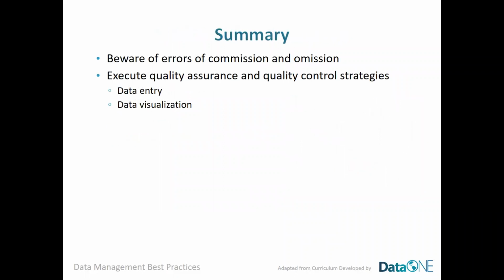So we first define several concepts that are important for understanding quality assurance and quality control. And this includes data contamination and the types of data errors that can result in poor quality data. And then we covered some best practices for quality assurance and quality control. These strategies prevent errors from entering a data set or identifying those errors if they are present within the data.